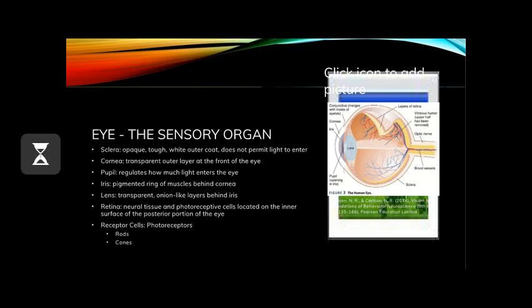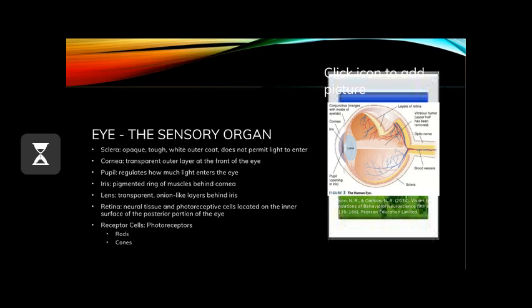The sclera is the opaque, tough, white outer coat of the eye that does not permit light to enter. The cornea is the transparent outer layer of the front of the eye that allows light to pass through. The pupil regulates the amount of light that enters the eye. The iris is the pigmented ring of muscles situated behind the cornea. The lens is the transparent series of onion-like layers behind the iris which changes its shape to permit the eye to focus images of near or distant objects on the retina.